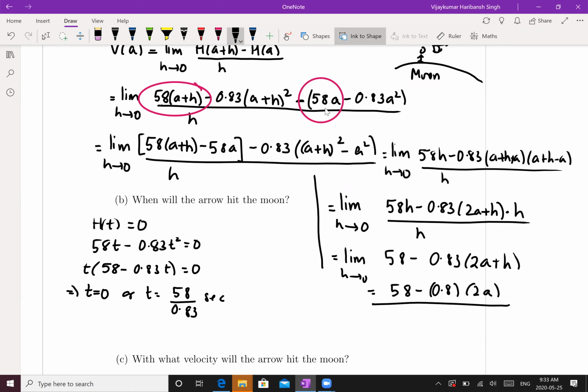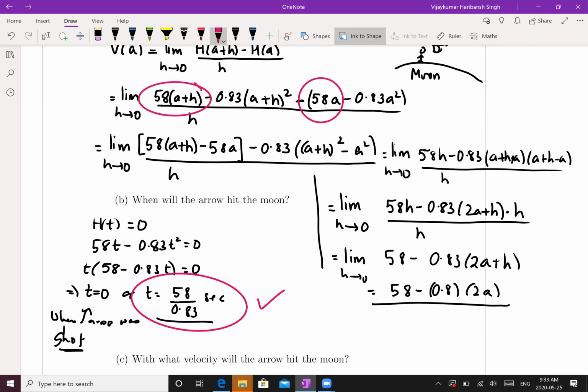This implies either t equals 0 or t equals 58 divided by 0.83. So t equals 0 was when the arrow was shot, right? So this is not the time. So when will it hit back the moon? It will hit the moon when t equals 58 over 0.83 seconds.